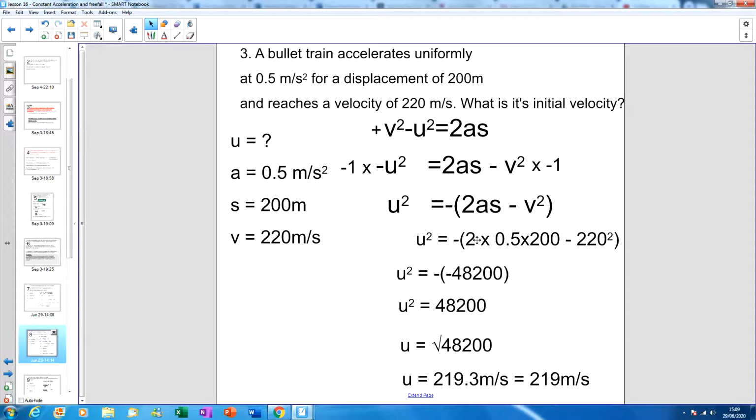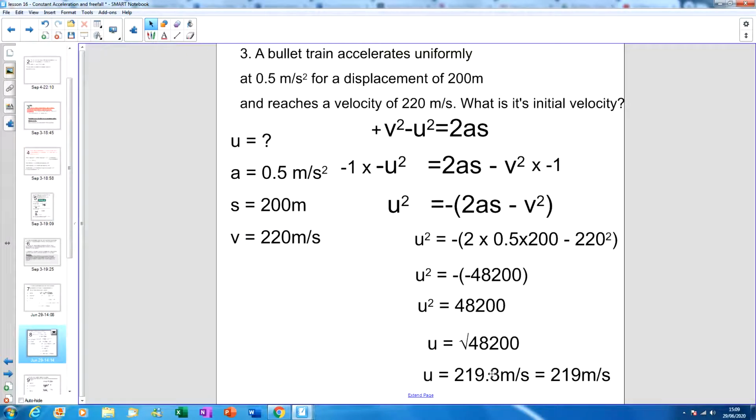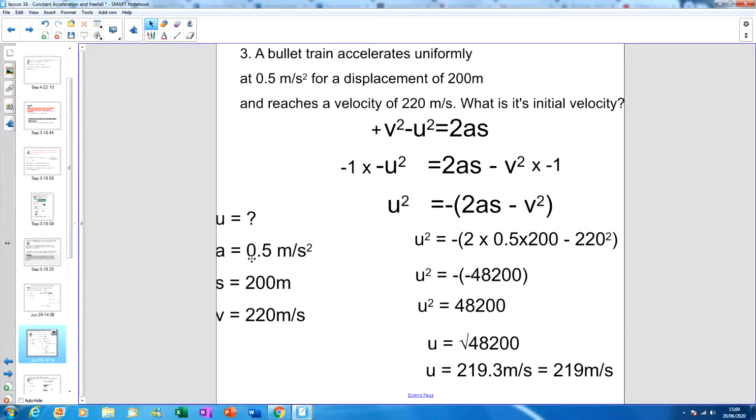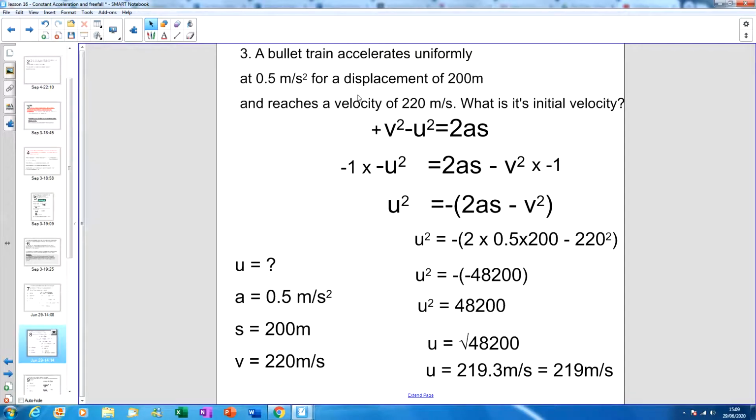So again, I tried to keep my equal signs underneath each other. Could probably do it a bit better. And that stuff was just the information in the question. So please correct yourself using that one.